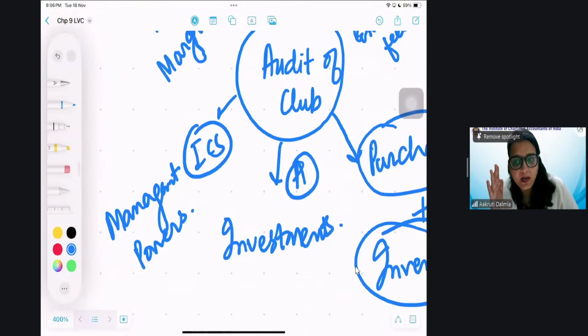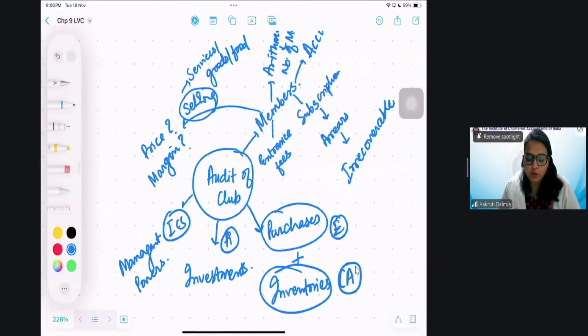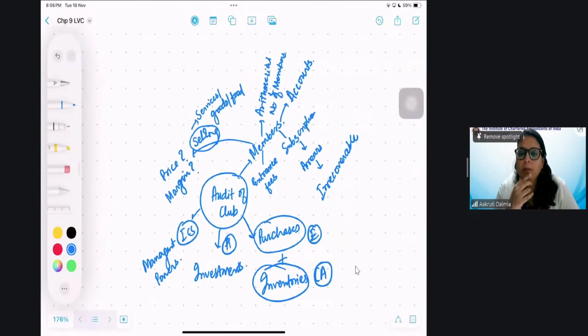Do you see how my brain is thinking? It is connecting one point to other point. That is how, if you do, you will remember for a long time. Everyone clear now?